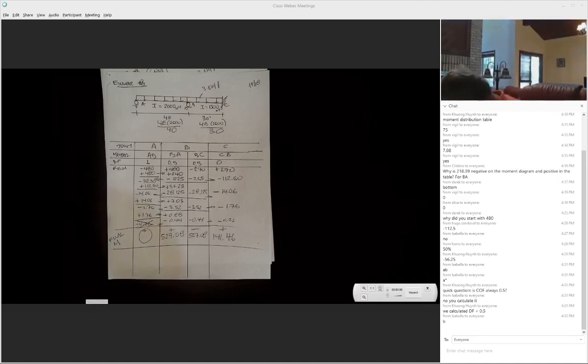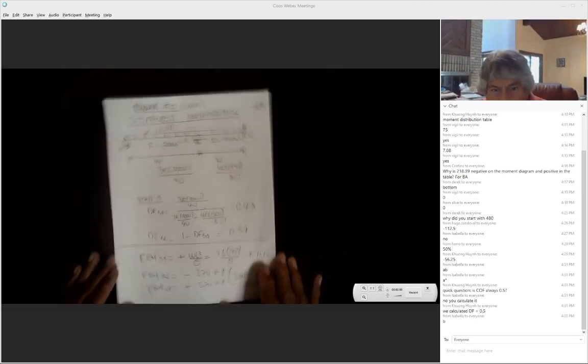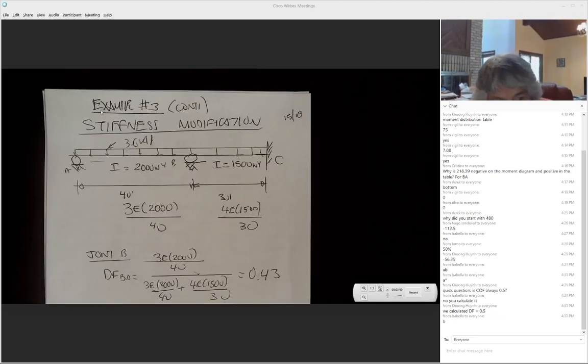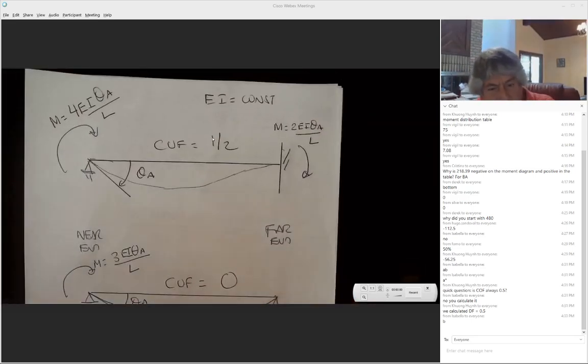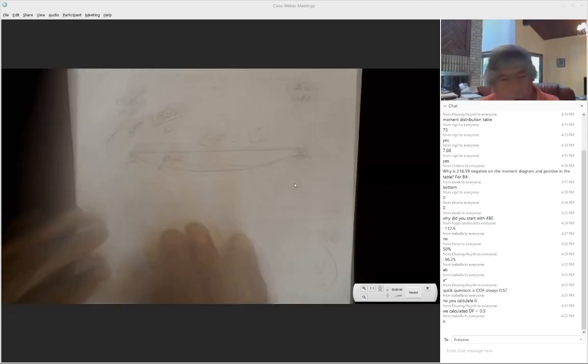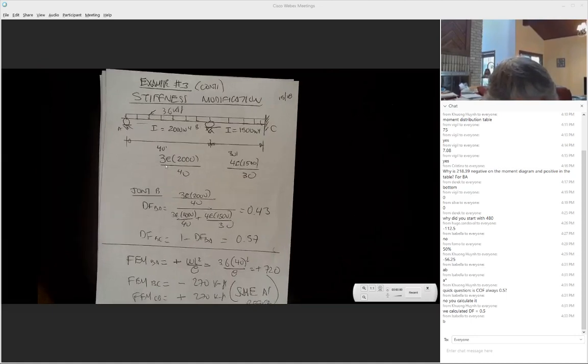This is the same problem, but I'm going to modify the stiffness. Look, this is a stiffness modification. I'm going to use the 3EI/L because the moment at the end is 0. So to solve this same problem, this in here now is going to be 3EI/L, and this is still 4EI/L.